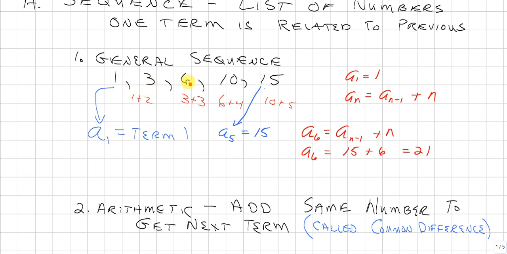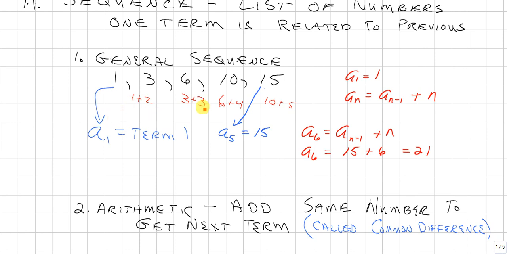Now let's take a look at the next term in the sequence, 6. Well, 6 is the 3 plus 3. Let's take a look at how we get to 10. Well, 10 is the previous term, 6, plus 4. Let's get to the next term, which is 15. Well, 15 is 10 plus 5. So if we take a close look here, we're using the previous term and adding to that the term number.